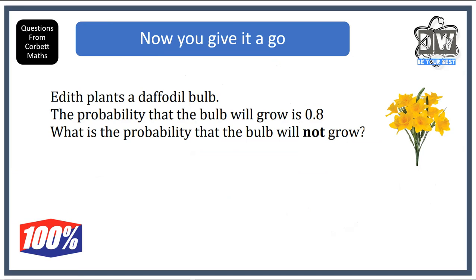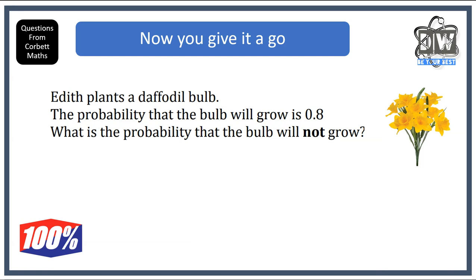Alright, Edith plants a daffodil bulb. The probability that the bulb will grow is 0.8. Okay, what is the probability that the bulb will not grow? So remember that 100% equals 1 in decimal form. Away you go.